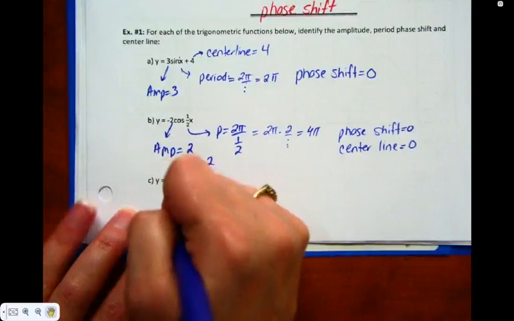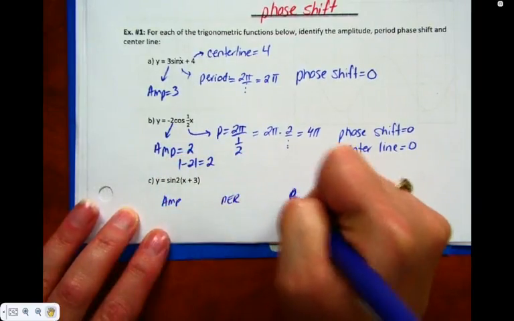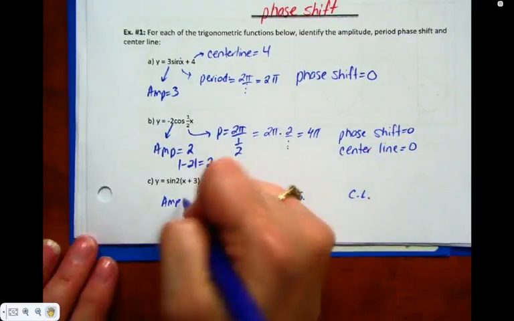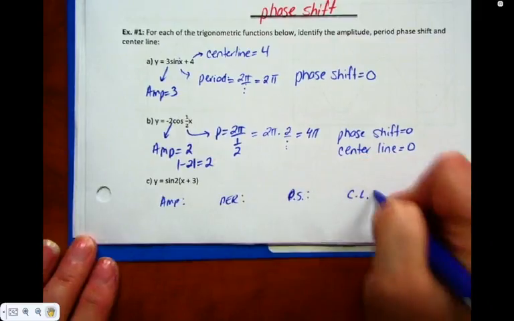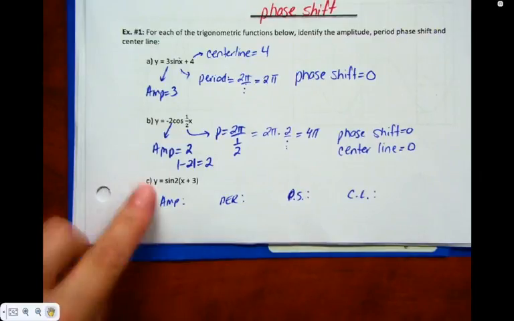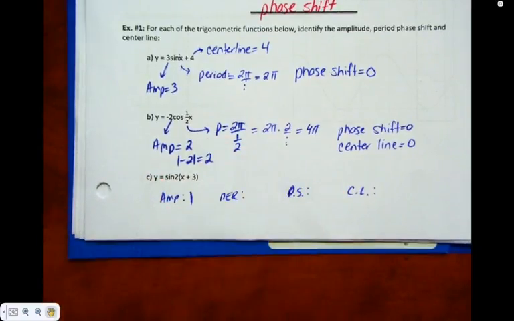Okay, amplitude, period, phase shift, center line. Amplitude is always that A value, the number in front of the sine or the cos. Do we have a number in front? We do, we just don't see it. What's the number we're multiplying by in the front? It's 1, so it has what we call a standard amplitude. The normal cos and sine graphs have an amplitude of 1.